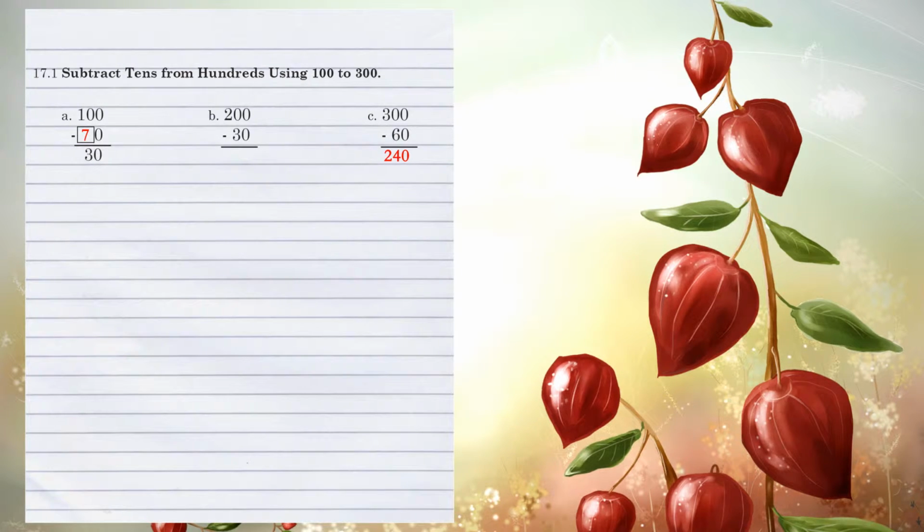So now we can subtract. 10 minus 3 is 7. And the 1, there's nothing to subtract from, so we just bring it down for an answer of 170.